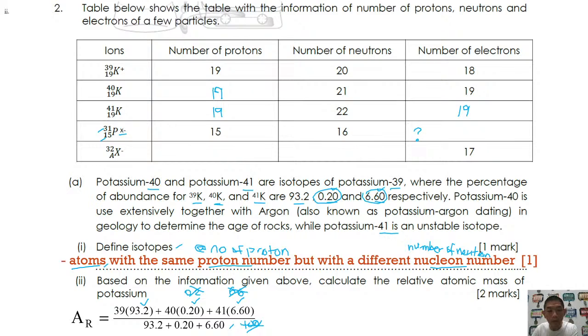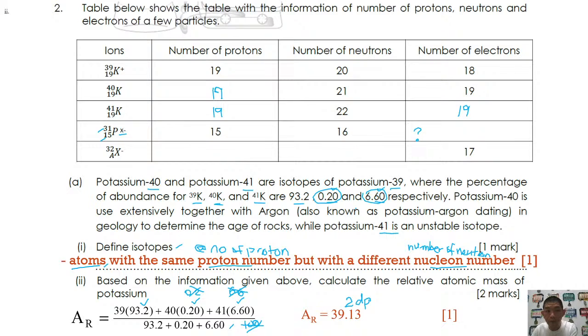Okay, so press your calculator. So you get your answer as 39.13 in 2 decimal places. Here, you have to look at most of the values inside the questions. The questions here have 2 decimal places, so your answer must also be 2 decimal places. Okay, so that is for question number 2.